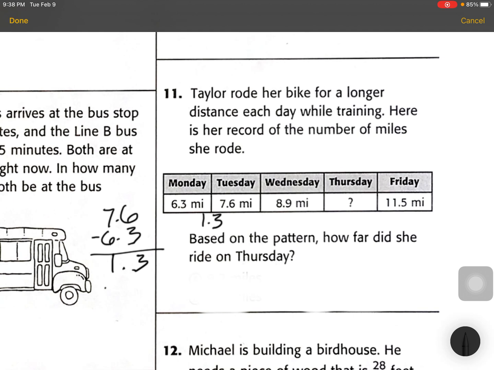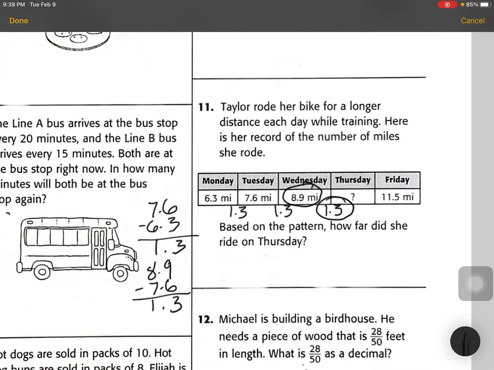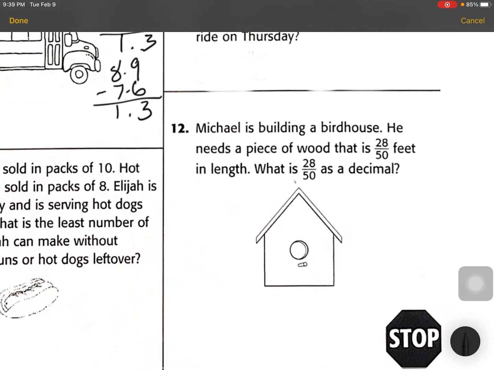Interesting. Let's take Wednesday's number, which is 8.9, and subtract Tuesday's number of 7.6 from it to see if the pattern holds. 9 minus 6 is 3. 8 minus 7 is 1. Ah, it is, so 1.3. So if the pattern holds, we need to find out what the answer will be for Thursday. So we take this number plus this number, and that will give us the answer for Thursday.